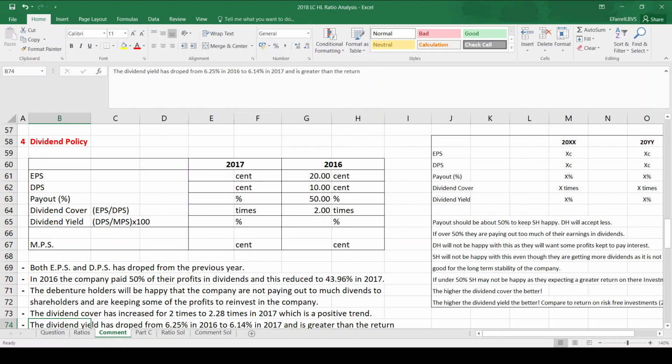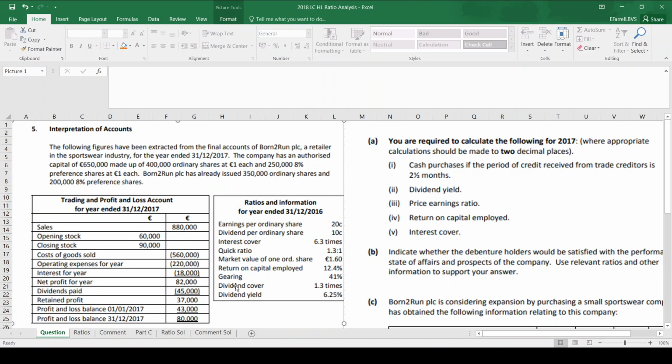And the dividend yield is the dividend per share, which is 10, divided by the market price per share. Now I'm just going to fill in the market price per share. So last year, the market price per share was €1.60.